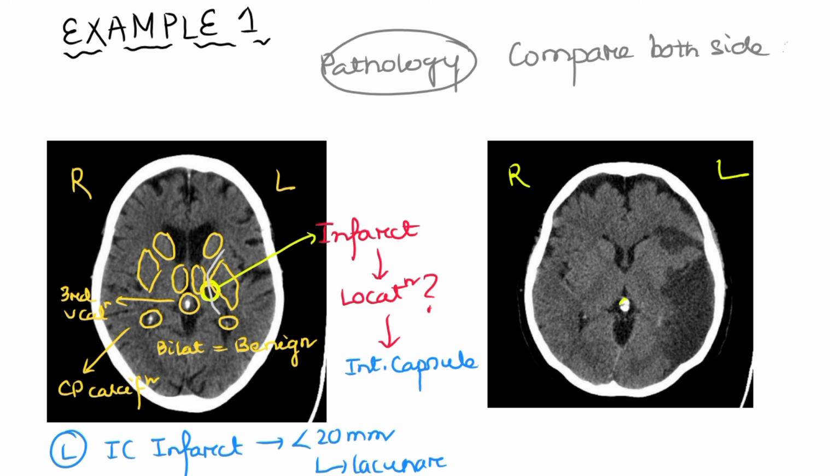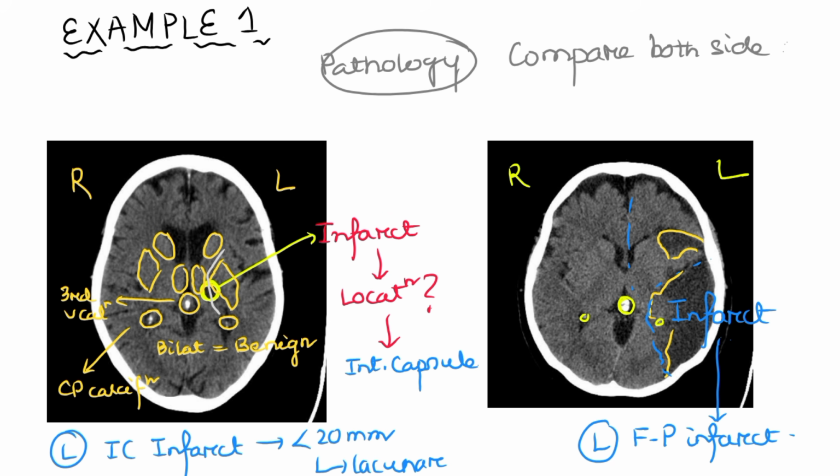In the second picture, here there is calcification again. Now see, when we compare both sides, you can again see a hypodense lesion that is hyperdense to CSF but hypodense to the surrounding gray and white matter. So this is also an infarct. Now what about the location? This is located in the frontoparietal region. So this is a left frontoparietal infarct.